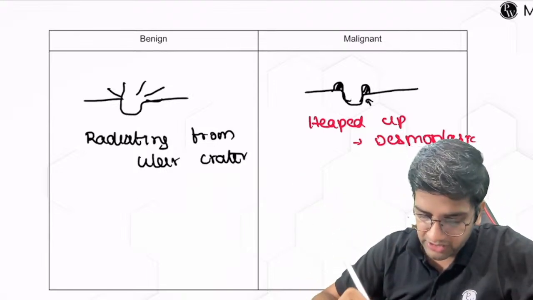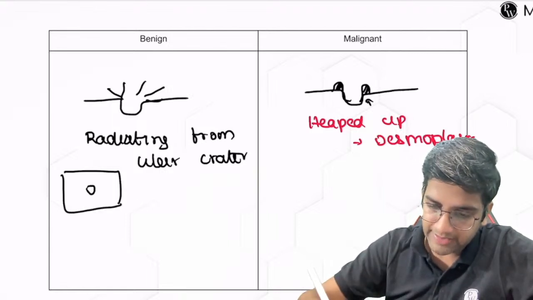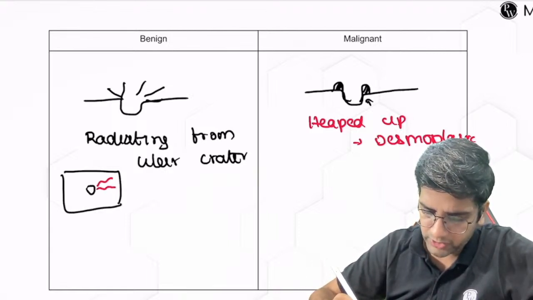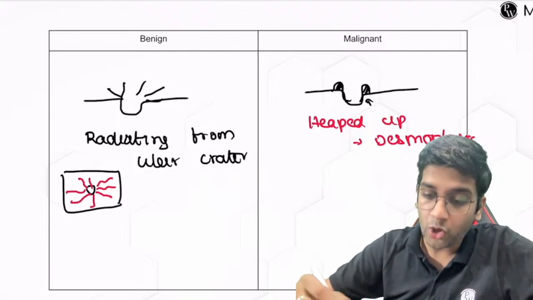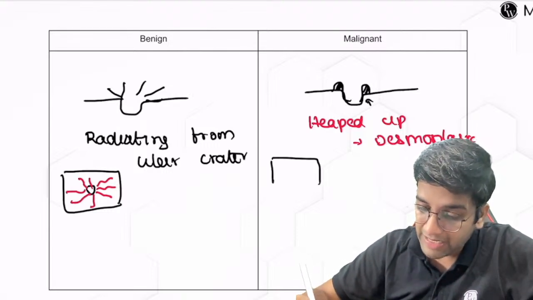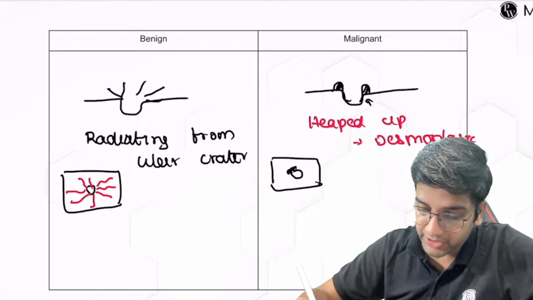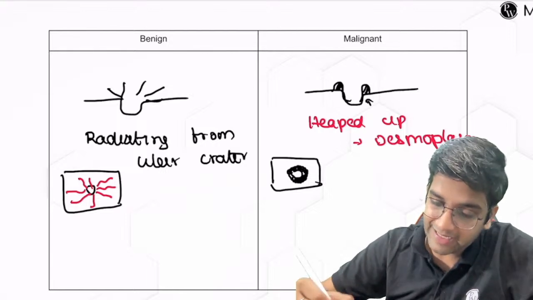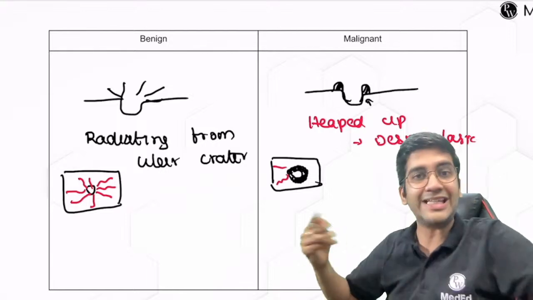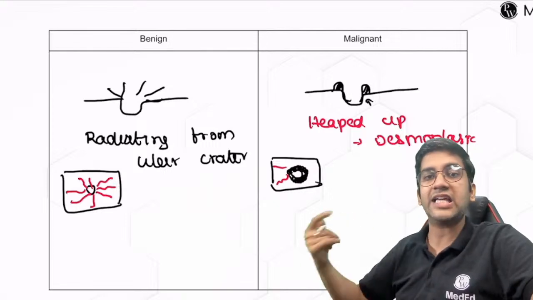So let's assume this is the entire area of the ulcer. I'm having an ulcer here. The gastric folds will reach through this. This is what is called radiating from the ulcer crater, right? On the other hand, if it's a malignant ulcer, like I said, let's assume this is an ulcer. I'll have desmoplasia here. I'll have heaped up margin here. Which means the gastric mucosal folds cannot reach through the ulcer crater. That's a very important finding because desmoplasia is a hallmark of malignancy.